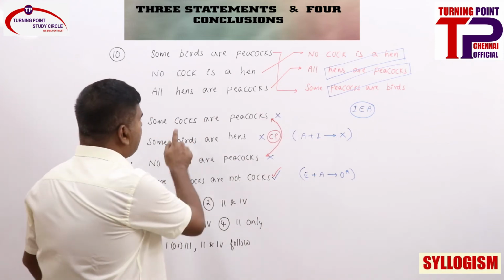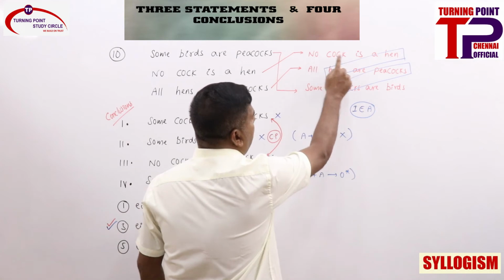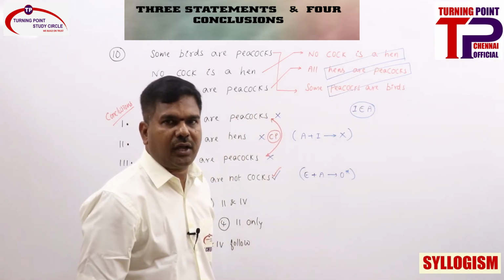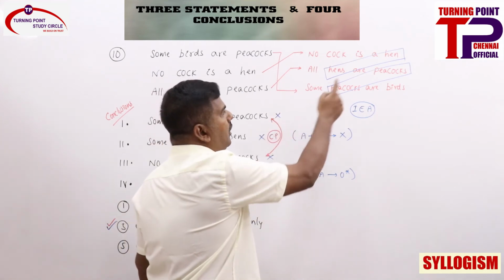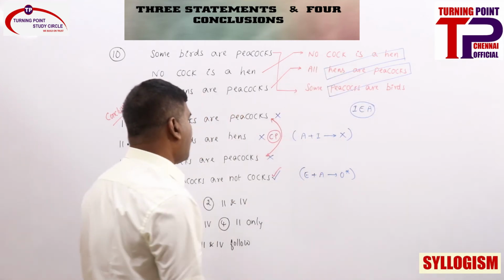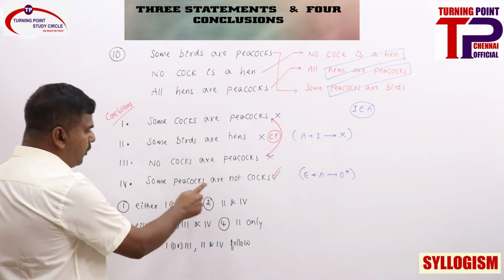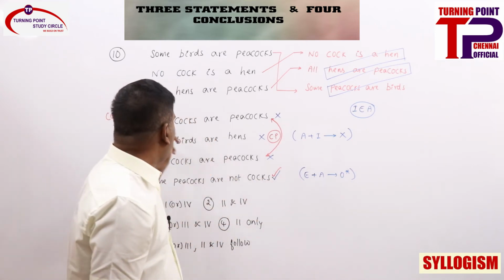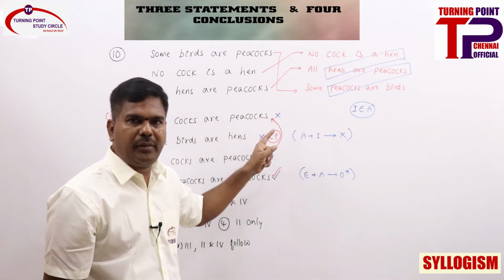First one, some cocks are peacocks. Where is cock and where is peacock? E plus A is O star, not an I statement. That is the reason it is ruled out. O star means some peacocks are not cocks. Is it there? Yes, we do have that one. Some peacocks are not cocks. Put a tick mark, and this one is ruled out. The I statement won't come into the picture.